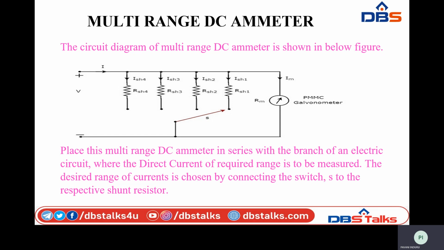Switch S is used whenever we want to find out the direct current flowing through a particular resistance. For example, if I want to measure the current flowing through resistor 1, RSH1, I need to connect this switch to RSH1. Similarly, next time if I want to find out the direct current passing through resistor 2, the switch is connected to RSH2. Before breaking the circuit, we make the circuit. That is why make-before-break type multi-range switches are used in multi-range DC ammeters.